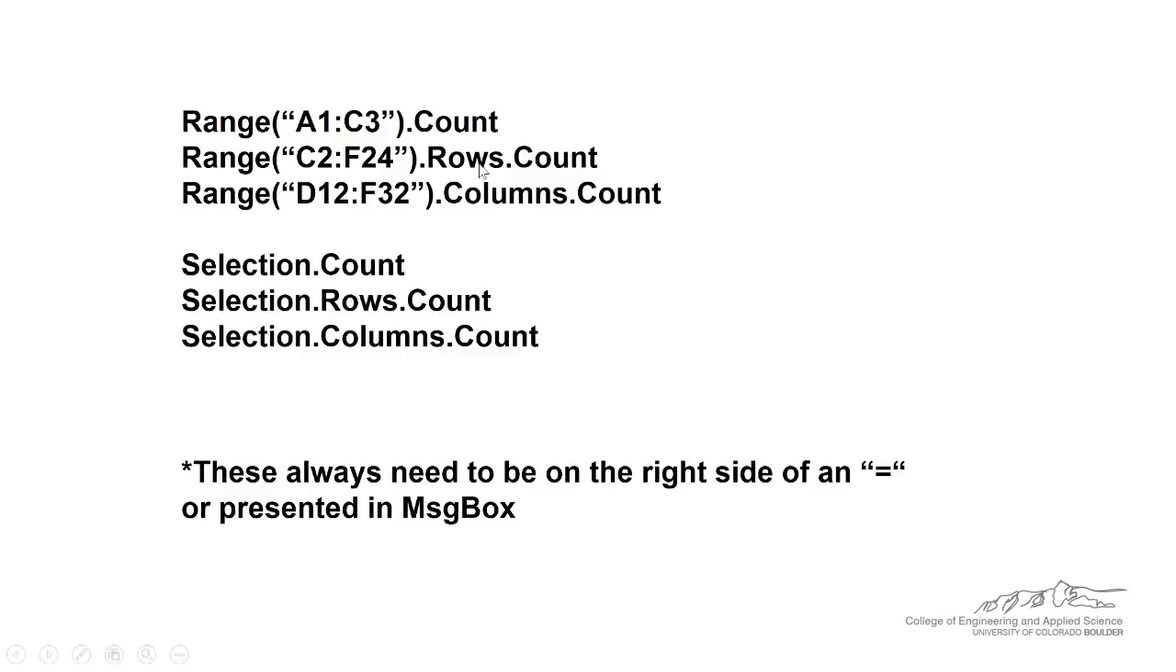These, because they're not methods, these are properties, they always output something. So you either need a message box or they need to be on the right side of an equality. You can't just write selection.count on its own, or it'll give you an error because this is returning a value.